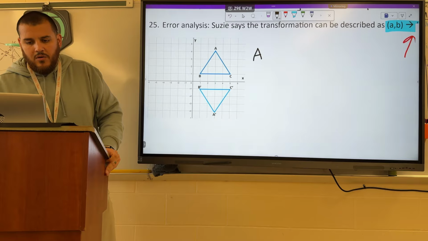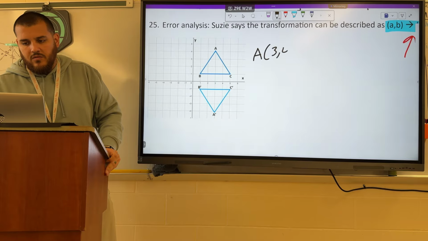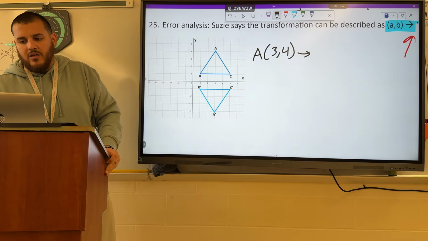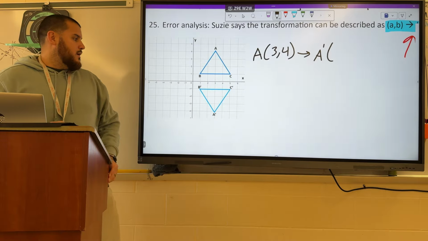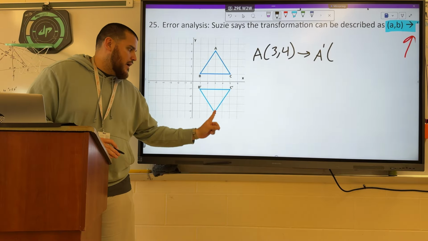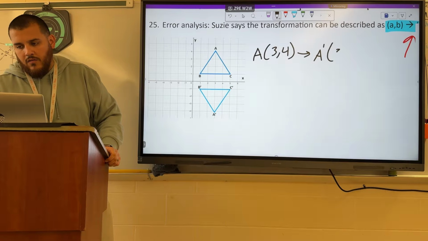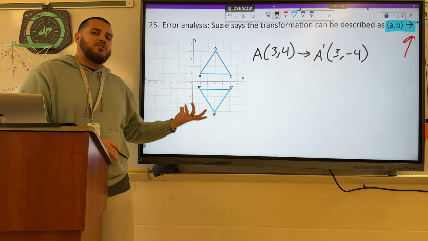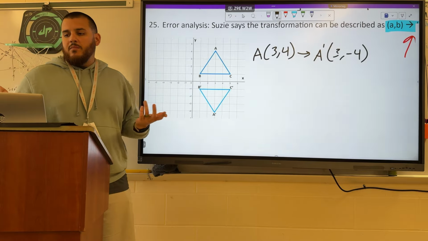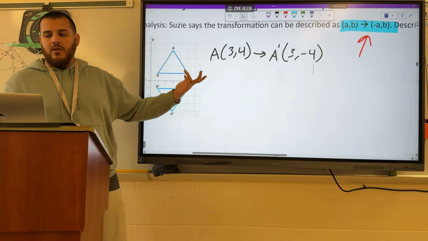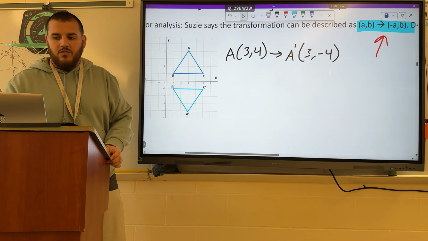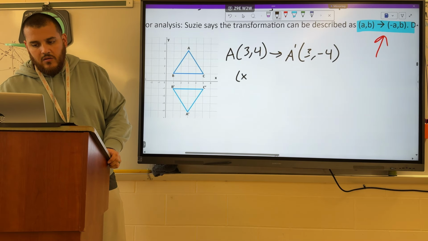So point A on our pre-image is located at +3, +4, and it transforms into A prime. And we can see that A prime is located at +3, -4. And we can evaluate from there what has happened and changed between our coordinates. Now, one thing that might be a little tricky here is the use of A and B when typically we use X and Y in function notation. So I'm going to stick with that. I'll also show you what it looks like with A and B.